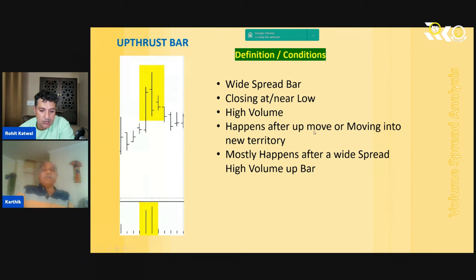And it normally happens after an up move. Most probably the previous bar will be a very widespread up bar on high volume. You can always notice it comes after an up bar.